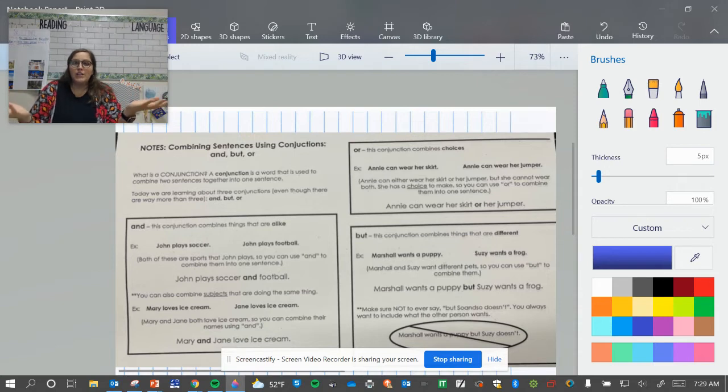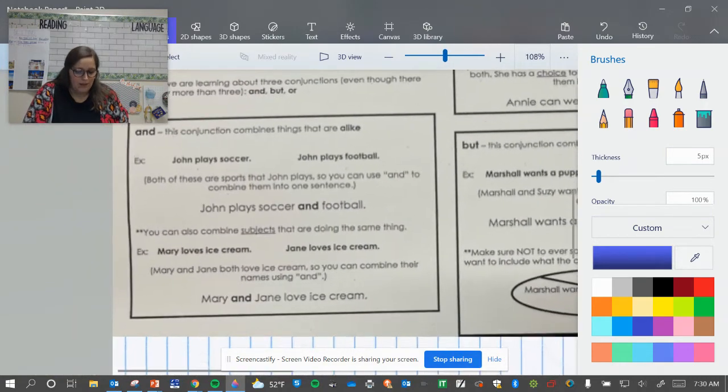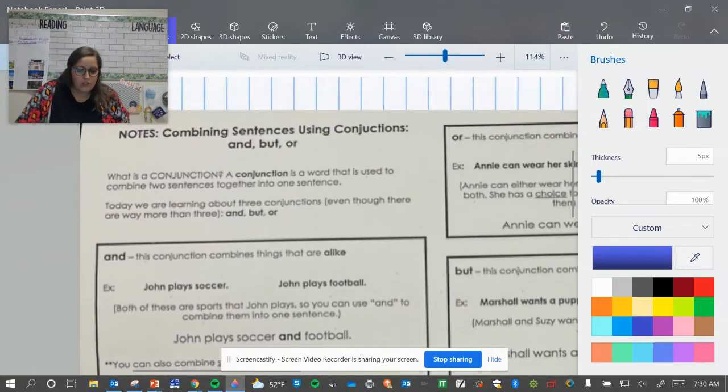So a conjunction can combine two parts of a sentence or two totally different sentences into one sentence without it being a run-on. We've talked about how a run-on is two sentences smushed together that do not have punctuation or a conjunction. A conjunction can make them join together and have it work. We're going to talk about a couple of different conjunctions. We don't talk about all of them in second grade, but we are going to talk about some of them.